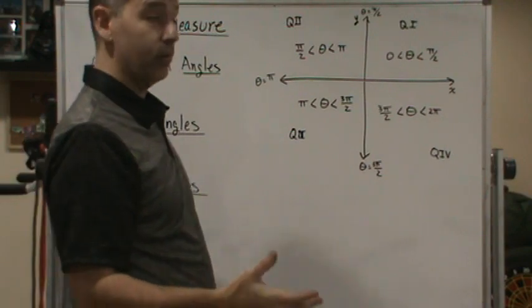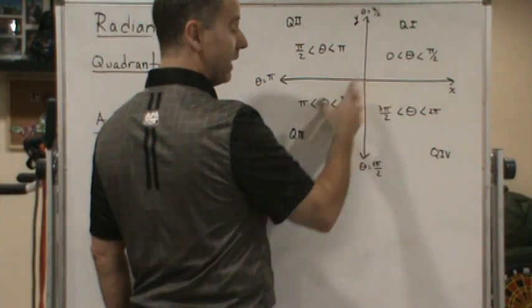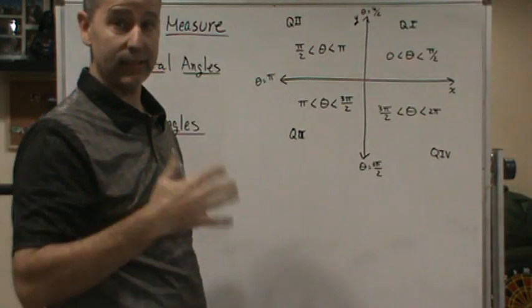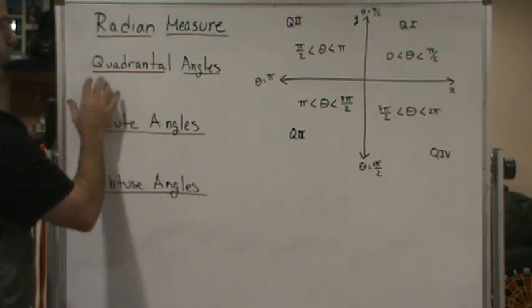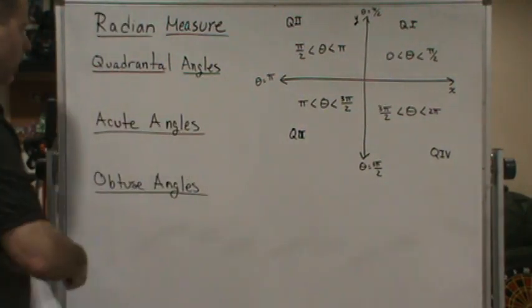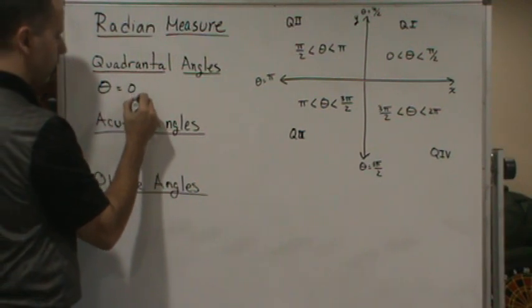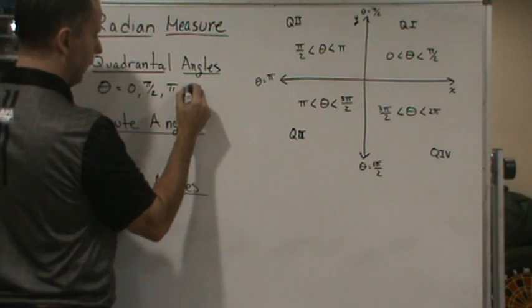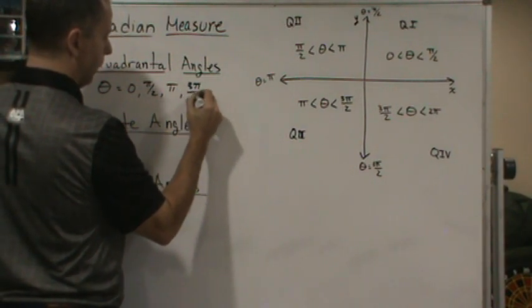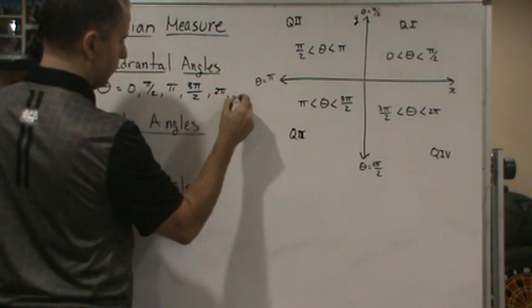Well, that would mean that they're not in any one of these quadrants. They lie on either the x-axis or the y-axis, and we call those angles quadrantal angles. So quadrantal angles would be when theta is equal to 0, pi over 2, pi, 3 pi over 2, 2 pi, and so on.